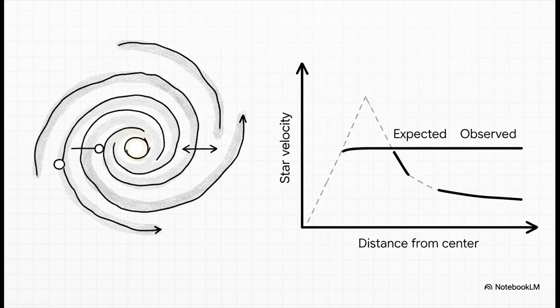Stars way out on the edges of galaxies are moving way faster than they should be based on all the visible matter we can see. The standard explanation for this is a giant halo of unseen dark matter. But DVFT offers a totally different idea. What if this extra acceleration is just caused by a gradient in the vacuum itself?